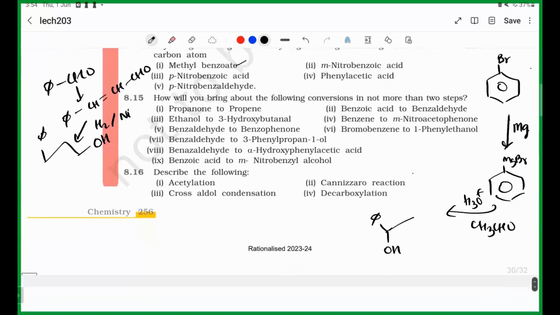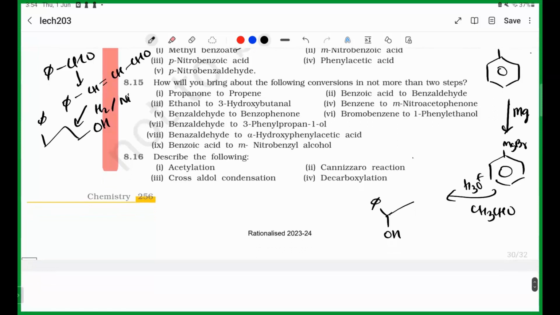The next one is benzaldehyde to alpha-hydroxyphenylacetic acid. So again, we have benzaldehyde here to alpha hydroxy phenyl acetic acid. Phenyl acetic acid goes like that. Alpha hydroxy is this. So how do you attempt such a thing?